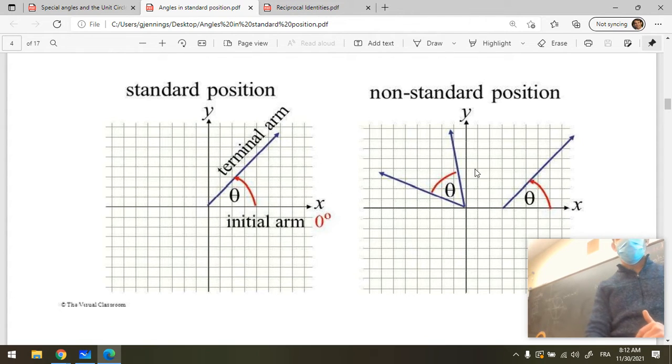If you get things that are drawn in non-standard position like this, like here is an initial arm and a terminal arm there, and that's some kind of angle that's been rotated. But that doesn't have the x-axis as an initial arm, so that's not standard. If you see a question that way, you'll often rotate it so that it does correspond to those values. And then this angle is also not in standard position because it doesn't begin at the origin 0, 0. So here is our terminal arm, here's our angle of interest, and there's the initial arm there. The initial arm has a degree value of 0.